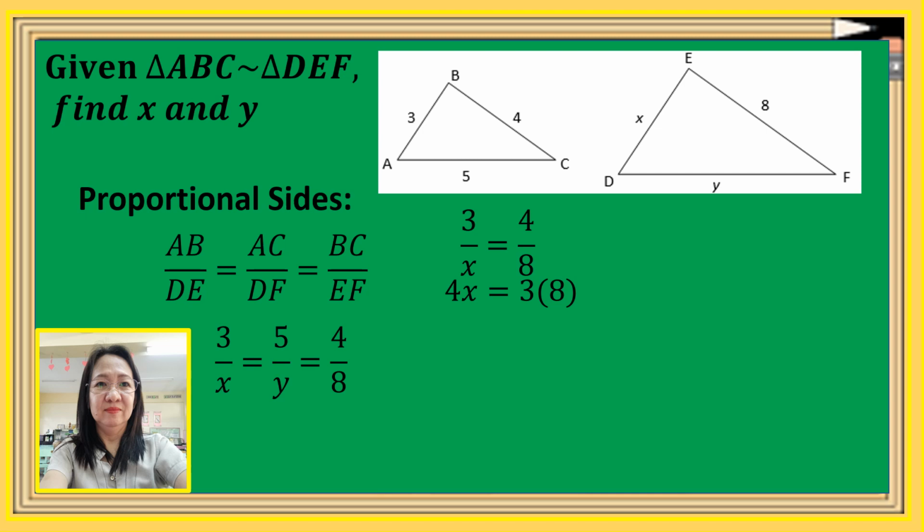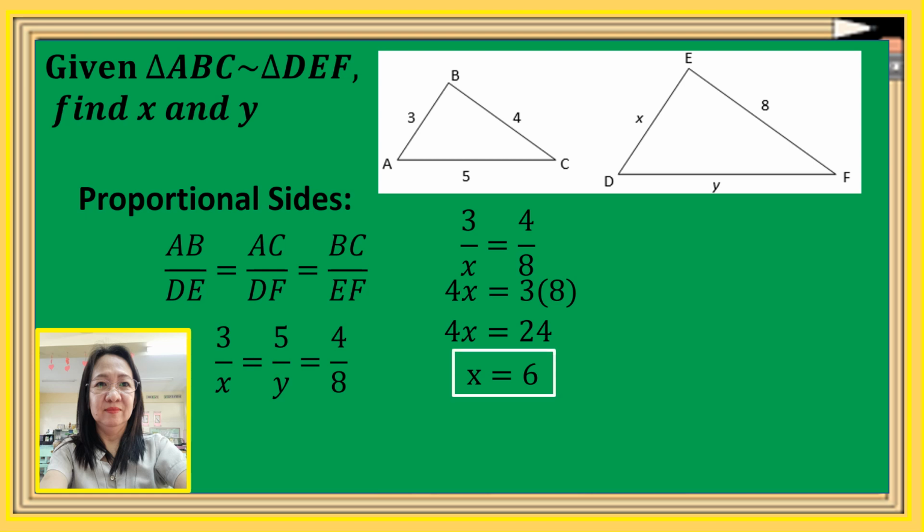4 times X is equal to 3 times 8. Simplified to 4x is equal to 24. Then dividing both sides by 4 so that x is equal to 6.